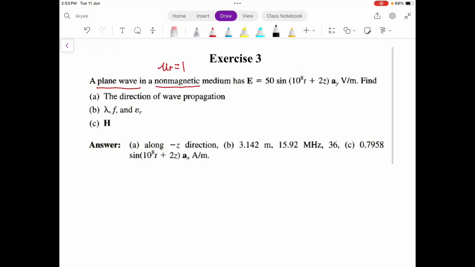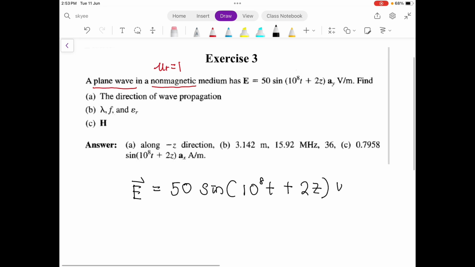I will write down the electric field equation given by the question. That is E equals 50 sine (10 power 8 t plus 2z), in the y direction. So what information can we have? We know that this is the amplitude, the E naught. It is a sinusoidal waveform, and over here is the omega.